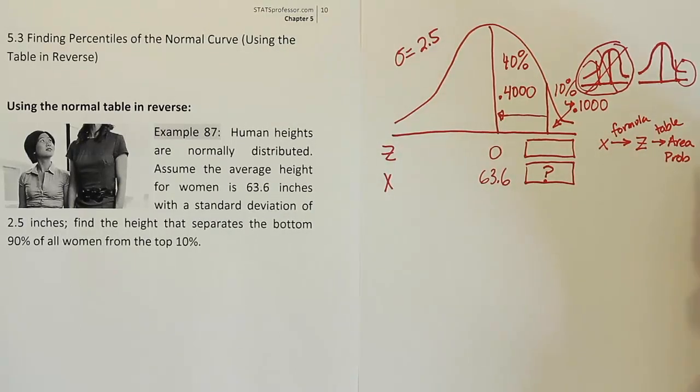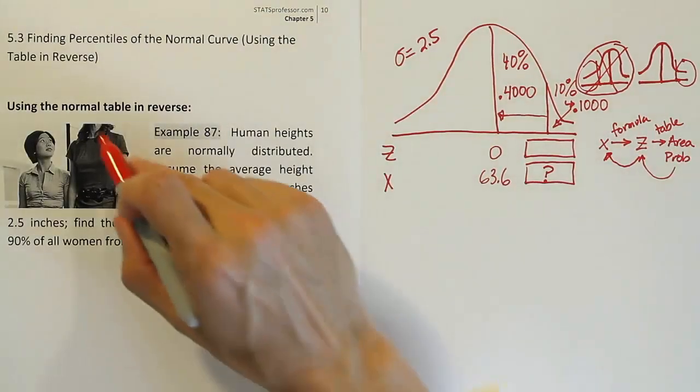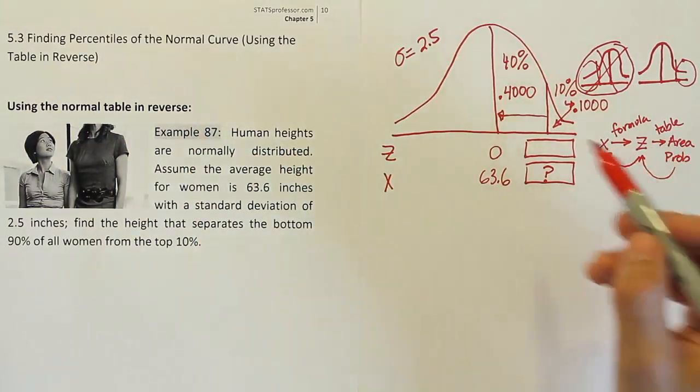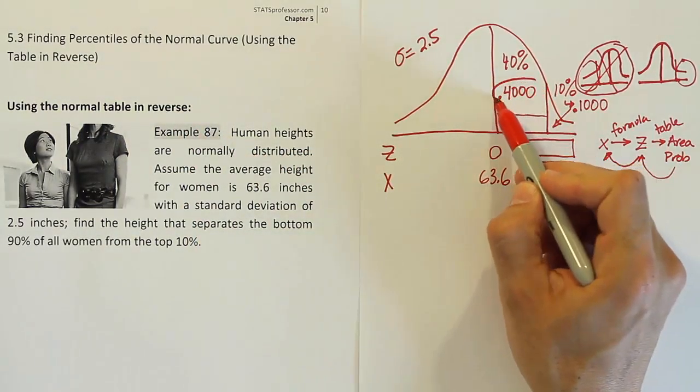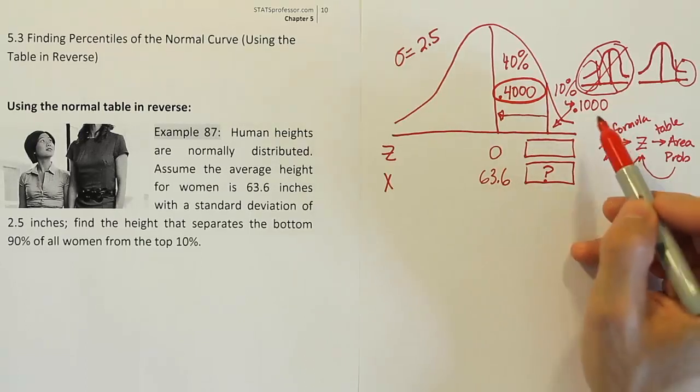Now we're going to be going backwards. We're going to go area to z-score, and from z-score to the x value. So this is why I call this the normal table in reverse, because we're going backwards. We're starting with a known area. And why am I circling this area and not this one?